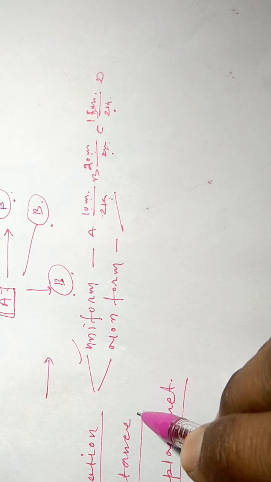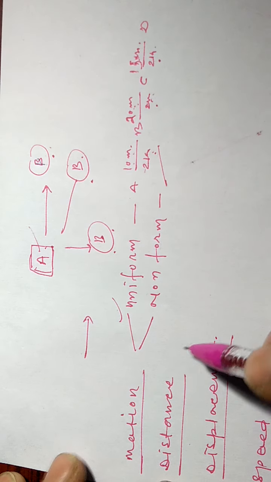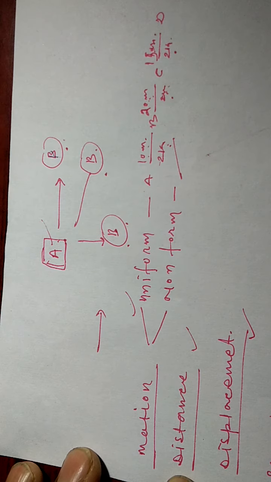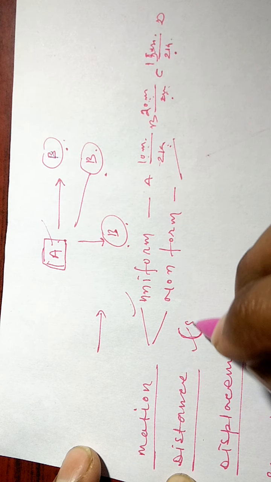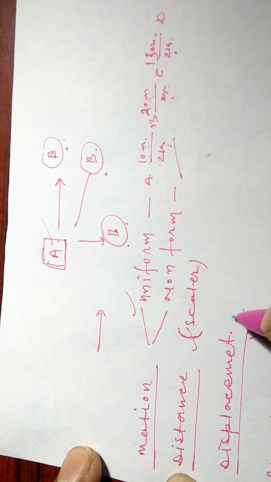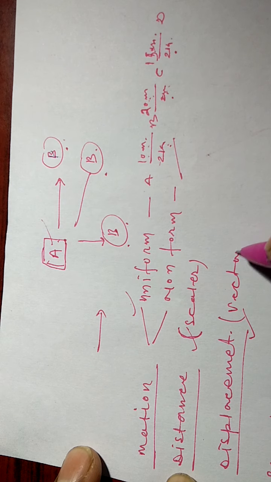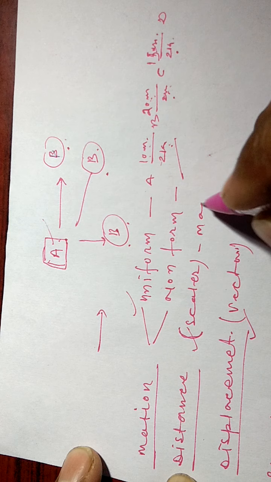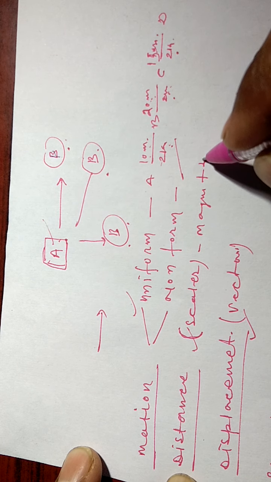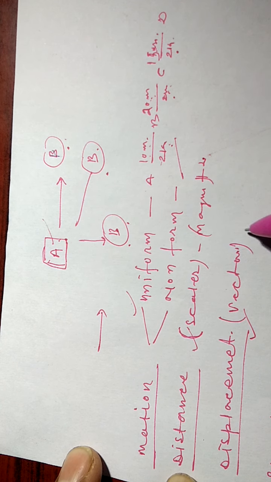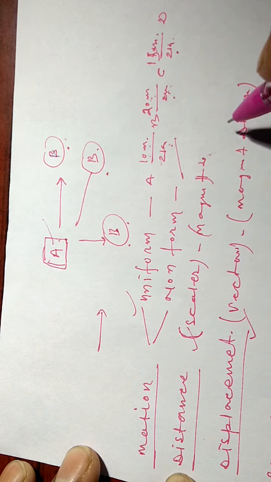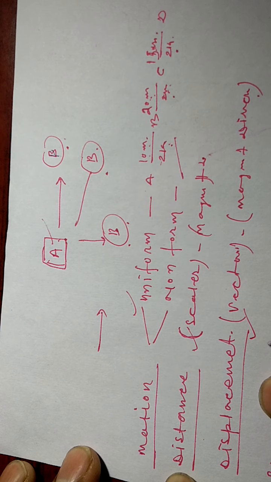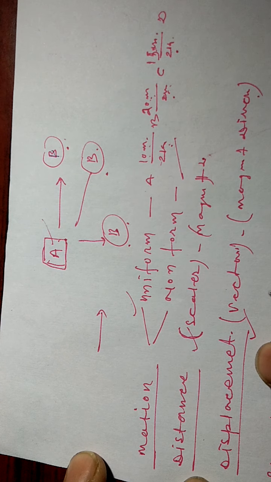Another thing is, what is distance? You should be very clear about distance and displacement. Always keep in mind, distance is considered a scalar quantity and displacement is considered a vector quantity. Scalar means having only magnitude, but a vector has magnitude as well as direction. So when we mention displacement, we should say that it is in a particular direction.